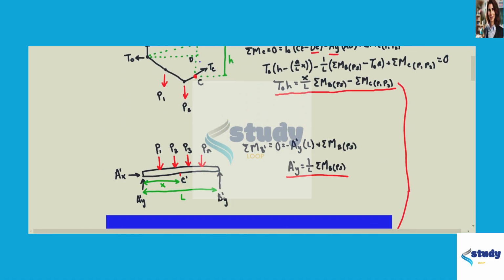Next, we're going to draw a free body diagram of the simple beam from A' to B', with all of the loads pointing downward, P1, P2, P3, and Pn. X is the distance from A' to C', and L is the horizontal distance from A' to B'. So we're going to do the sum of moments around B', set equal to 0. This equals negative A'y times L, the distance from A' to B', plus the sum of moments around B due to all the loads. We're going to solve for A'y, which equals 1 over L times the sum of moments around B due to the loads.